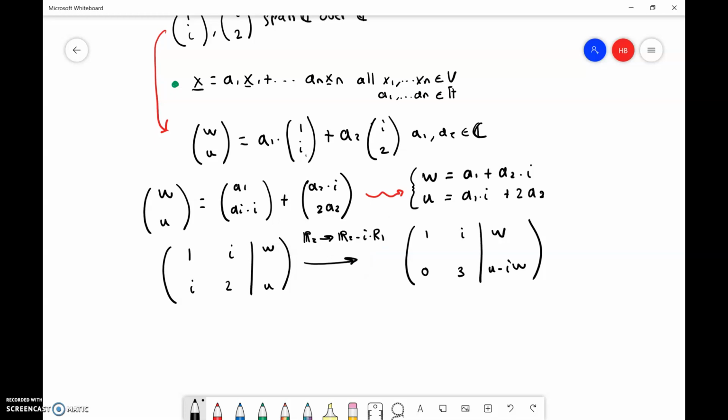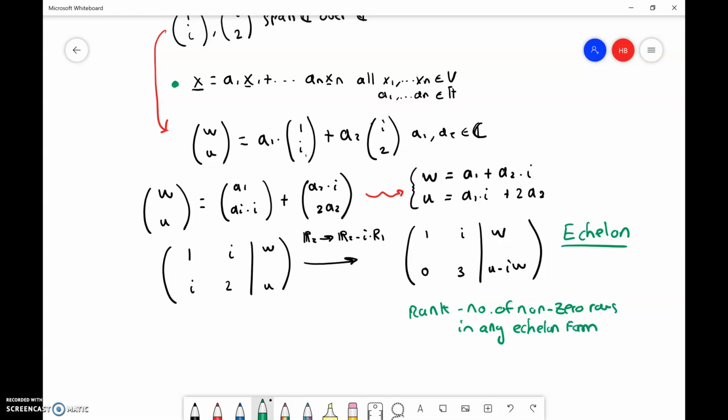Now we've got it in this form, which is called echelon form. It's spelled like this. When a matrix is in an echelon form, you can find the rank of the matrix. Just to remind you, the rank is the number of non-zero rows in any echelon form.